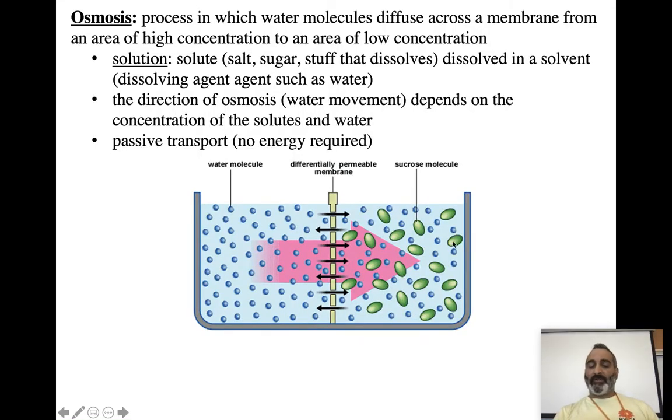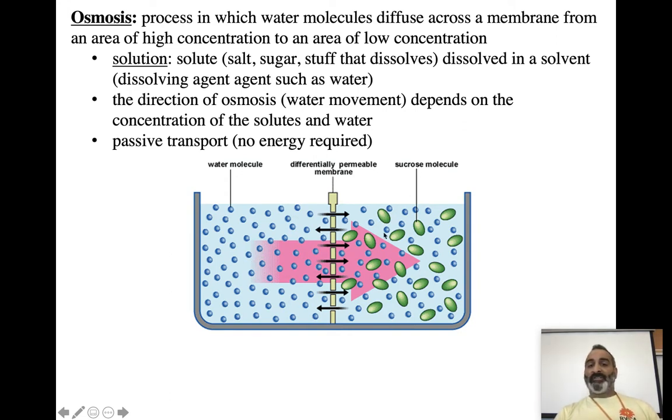What is decreasing the concentration of water over here? All of the sugar dissolved in the water is decreasing the amount of water in comparison to this side. So over here, let's say we have 100% water, and over here, let's say we have 50% water. The water is moving from 100% water to an area of 50% water.